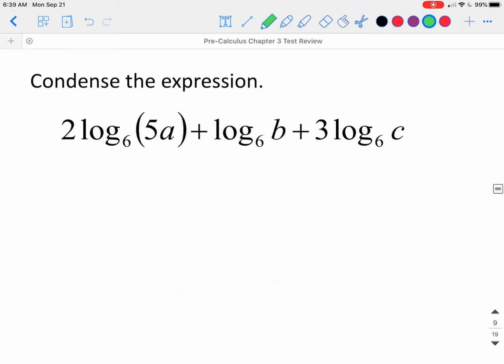Now we're going to take an expanded one and we are going to condense. To do this, the first thing you're going to do is get rid of any value that is out front and put it back as an exponent. So we're going to have log base 6 of 5a squared plus log base 6 of b plus log base 6 of c to the 3rd power.